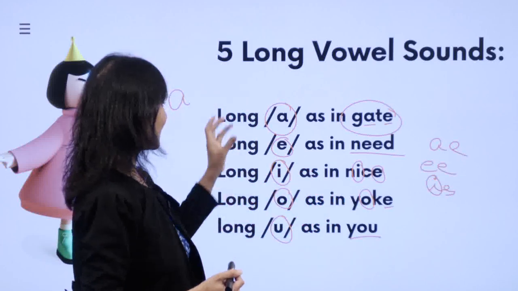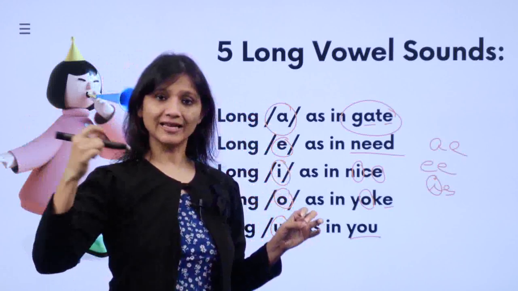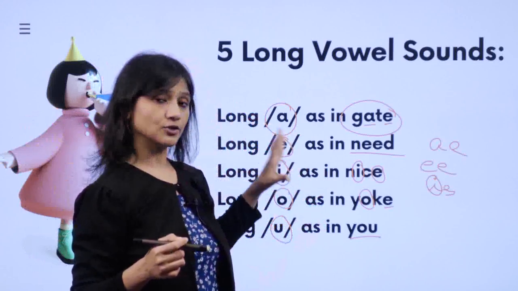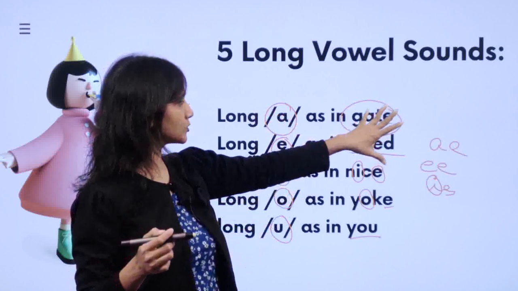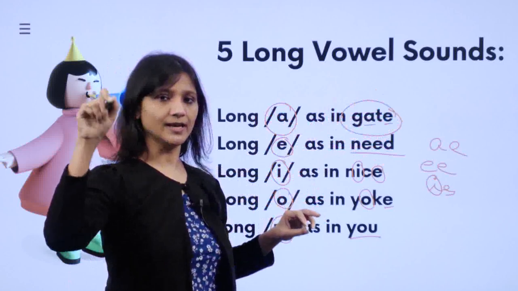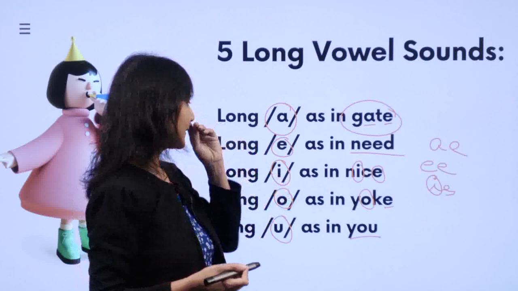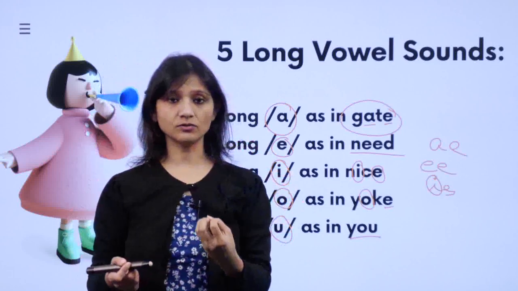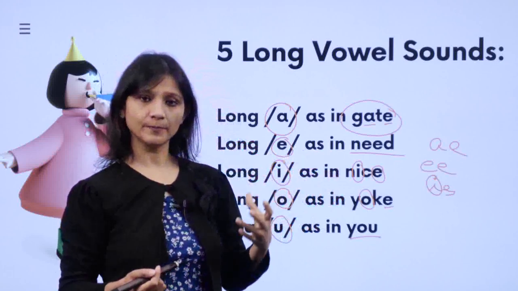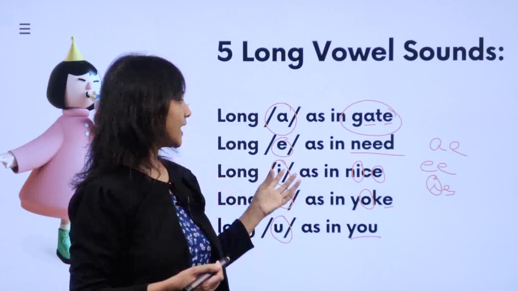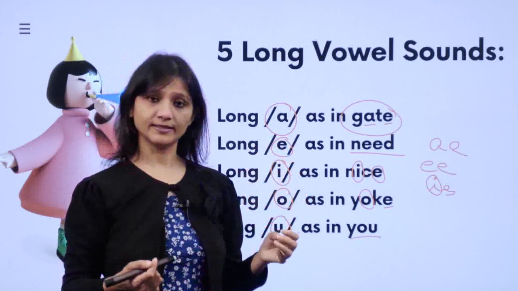So I'm going to repeat once again. A, short sound or phonic sound, A. Okay. Apple, alligator. But it also has a long sound. A, gate. And most of the time you will see that there is an E at the end. Gate, late. Okay. State, fate. All right. Then E. The letter sound or the long sound of E is E. Need. Okay. Feed, seed. All right. And then we have a short sound of E as elephant, egg.